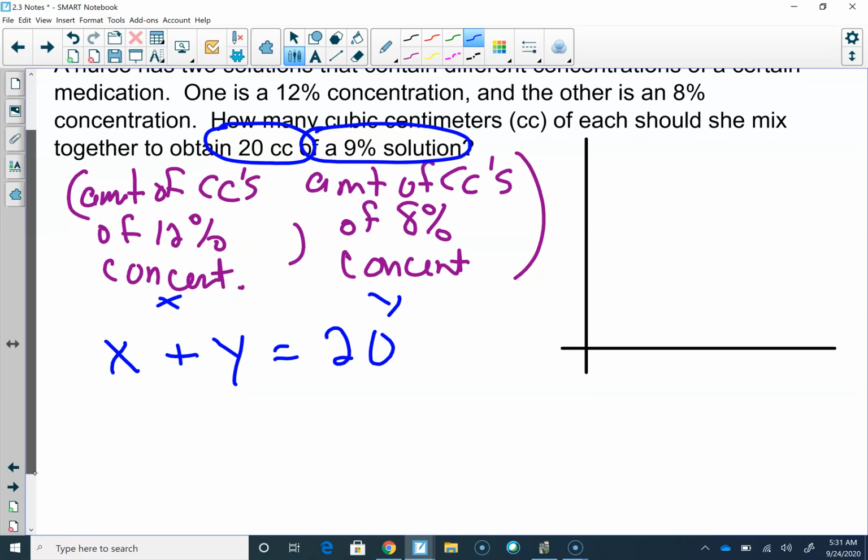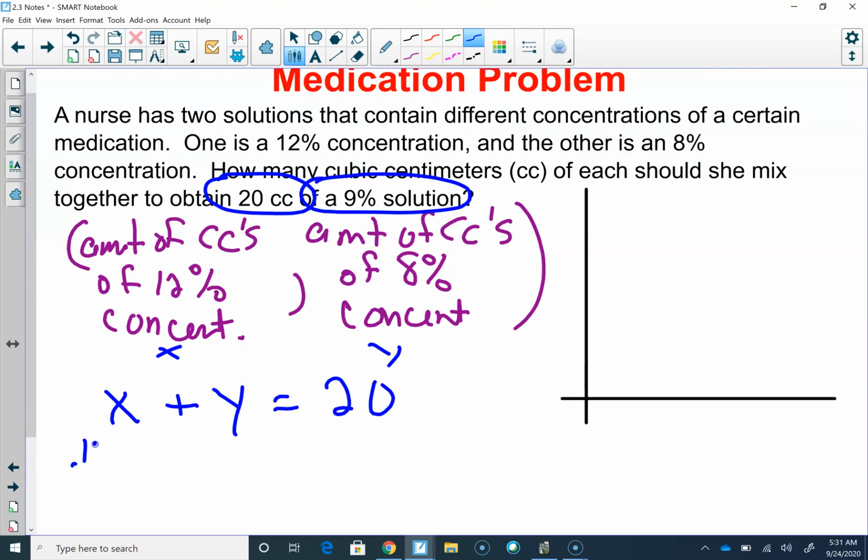The second part has to do with the concentration. So at the 12% concentration, I need to know how much of the solution I want to put in there. Plus I need, out of the 8%, how much of that is going to give me a 9% of the 20 cc's. So I want it to be a 9% mix. I'm going to put so much in my 12%, so much in my 8% to get my 20 cc's of my 9%. So these are my original equations.